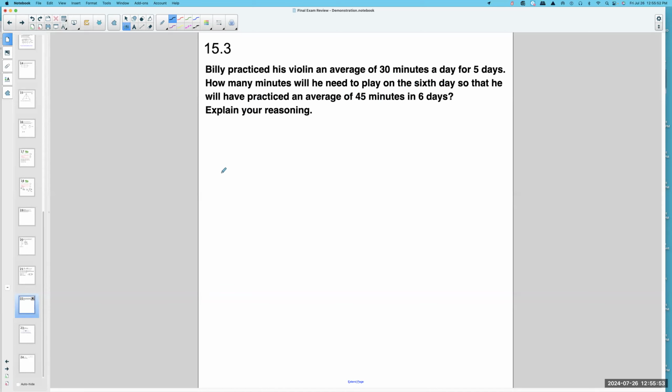But let's look at this. If I average 30 minutes a day for 5 days, it could be 31 minutes one day, 29 the next, and 28, and then 32. And as long as it averages up to 30. 1, 2, 3, 4, 5 days. How many total minutes did I practice if I practiced an average of 30 per day for 5 days? That adds up to 150 minutes.